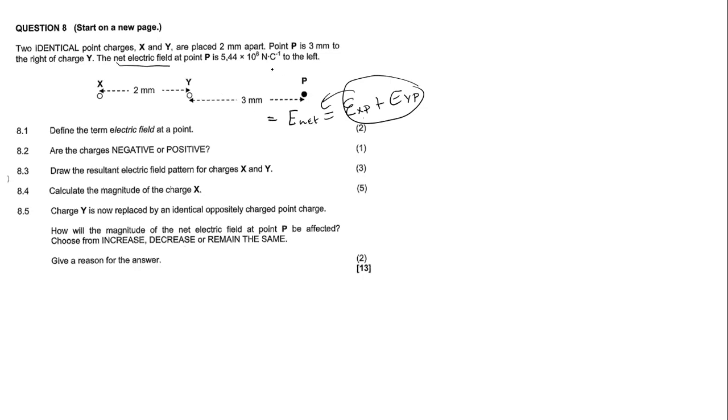So here E net is given to be how much? It's given to be 5,44 times 10 to the power of negative 6 newton per coulomb. And then they say to the left, so let's take left to be negative. That means here we're going to get a negative answer if we choose left to be negative, most definitely.